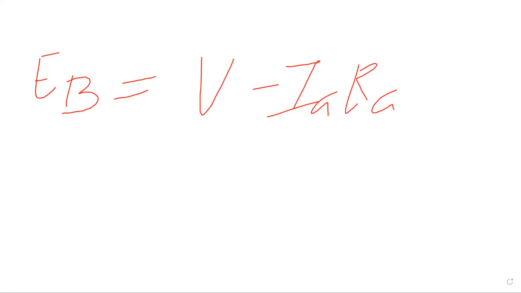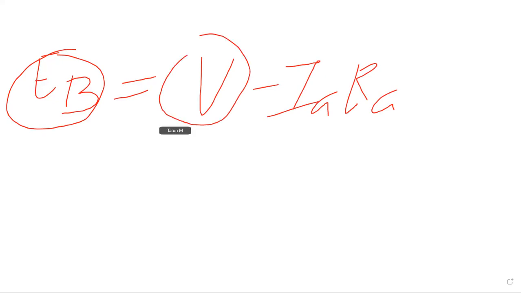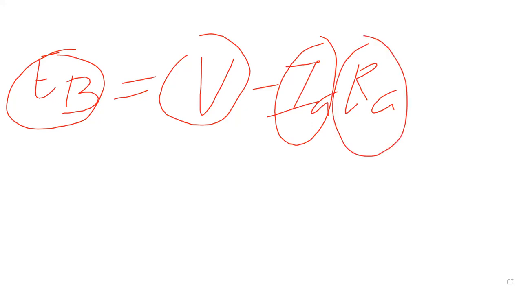Okay, let me explain this formula more. EB is the electromotive force, back EMF, V is the supply voltage, IA is the armature current, right? And RA is the armature resistance. Clear the formula? Why are you calculating the back EMF? It limits the armature current and it controls the speed of the motor under different load.